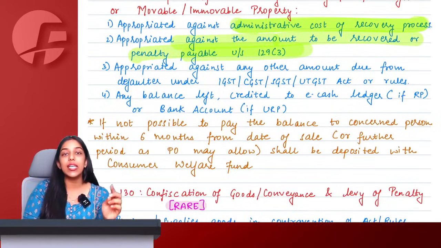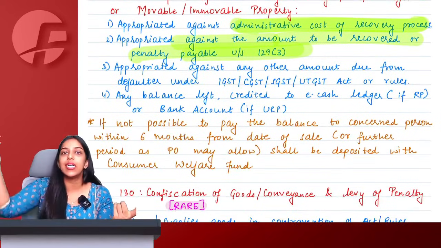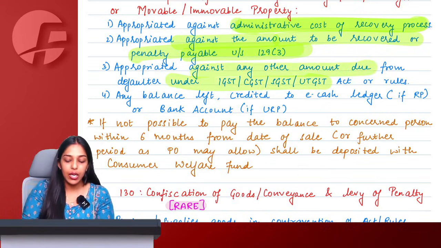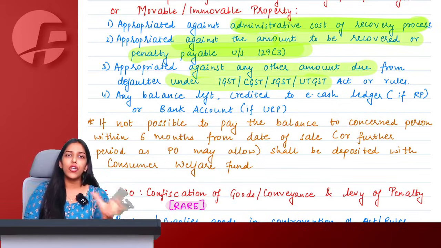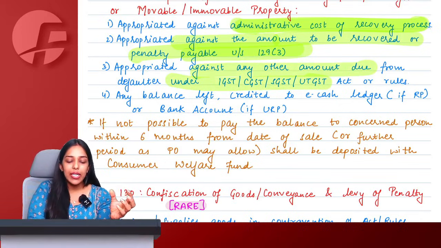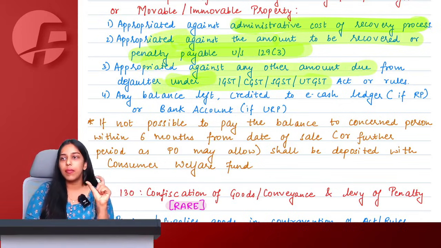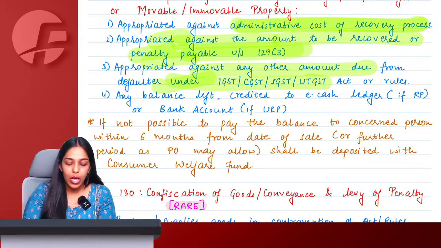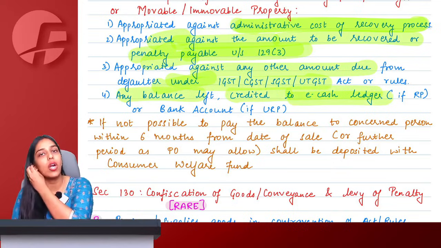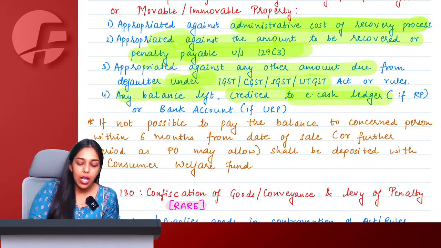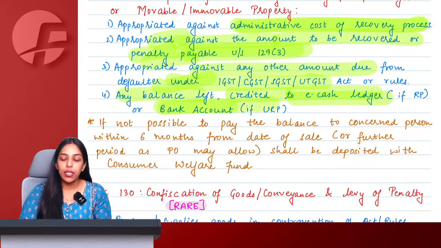After that, if there is any other due from that person under any other section, we will recover that. And after this, if there is still any amount left, if we recovered a lot of money by auctioning out the goods and the penalties were less, then we can give this remaining money back to the person. Any amount left, we will credit to the e-cash ledger of the registered person, and if the person is not registered and does not have any e-cash ledger, then we will give this amount in the bank account.